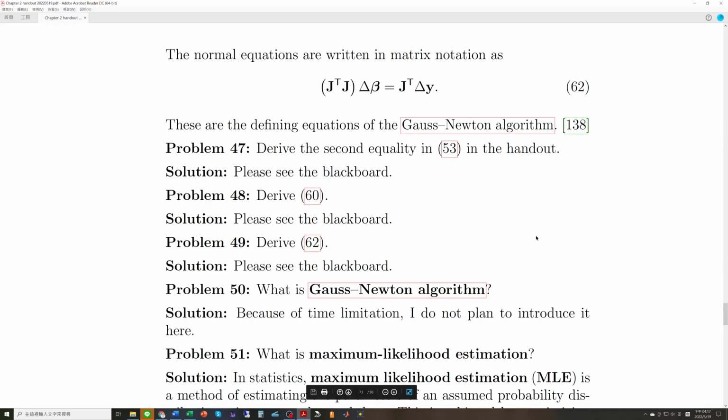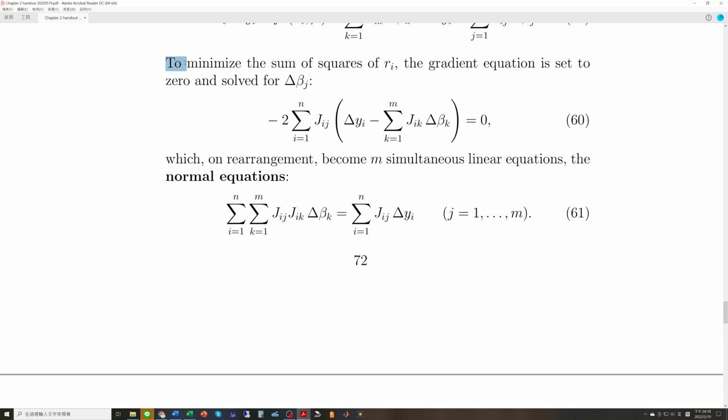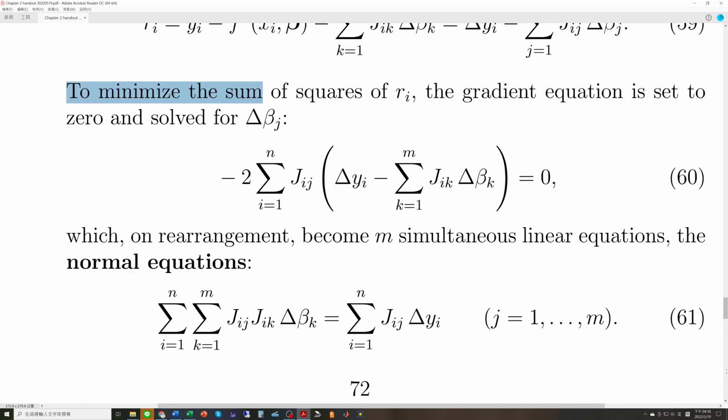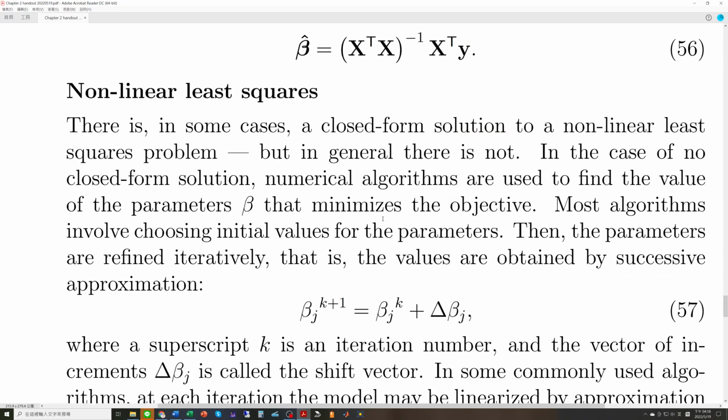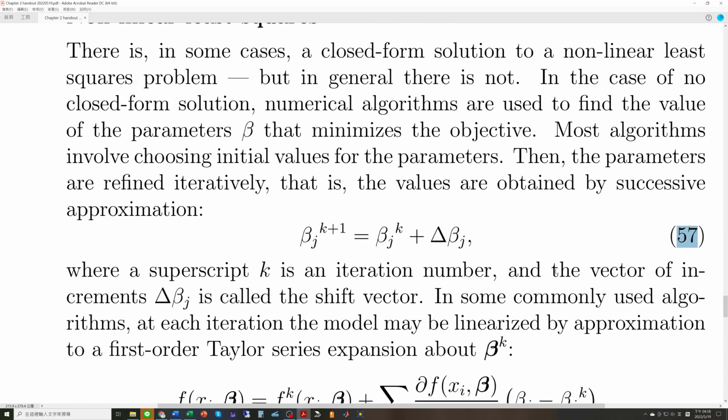What is equation 60? Let us look at the handout. To minimize the sum of squares of Ri, where Ri is the residue, the gradient equation is set to 0 and solved for delta beta j. What is delta beta j? Let us review it. Delta beta j first appears in equation 57. The vector of increments delta beta j is called the shift vector.